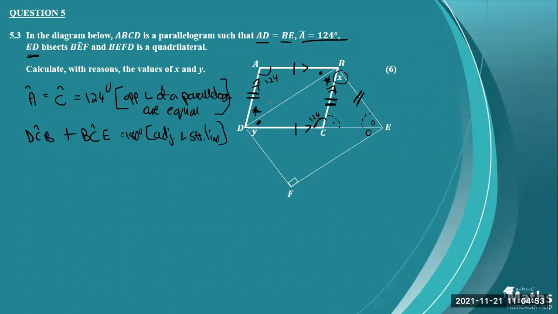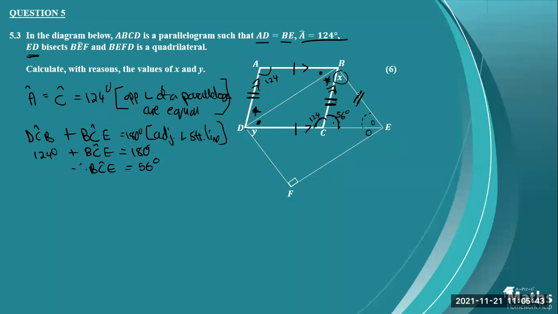But it could be that some of you wanted to start off by saying that the sides are equal. AD is equal to BC and AD is equal to BE. Therefore, these two sides will be equal. Some of you could have started off with that. Doesn't matter. So DCB is actually 124 degrees. So therefore, BCE will be 180 minus 124, which is 56 degrees. And with the new information that you've figured out, you fill it in on the drawing.